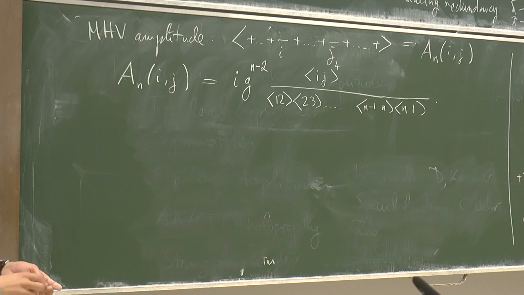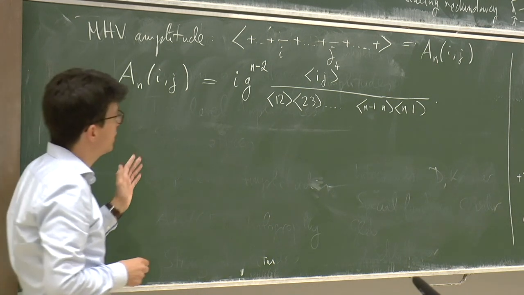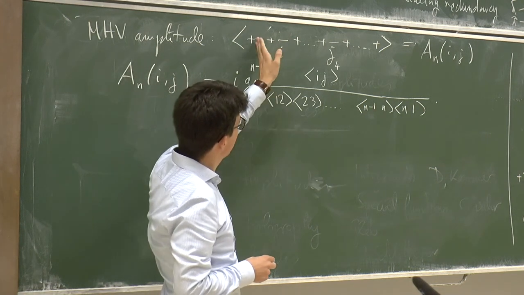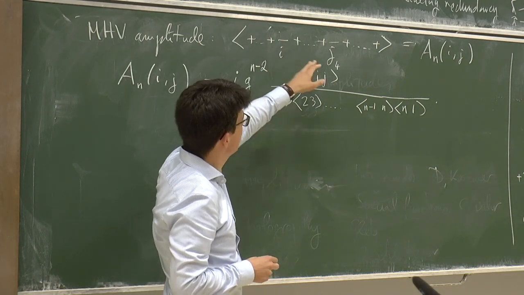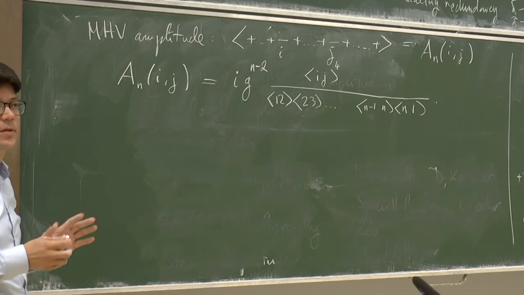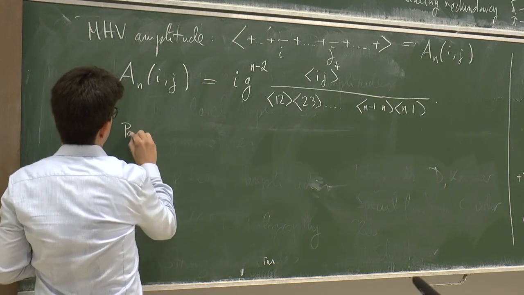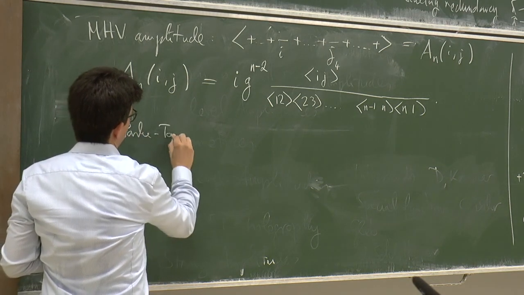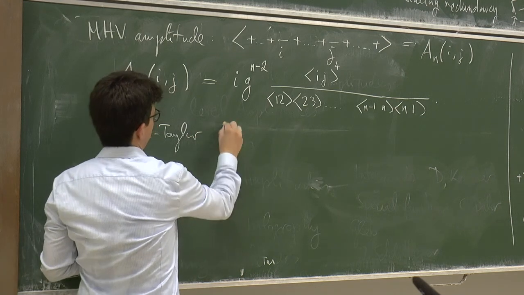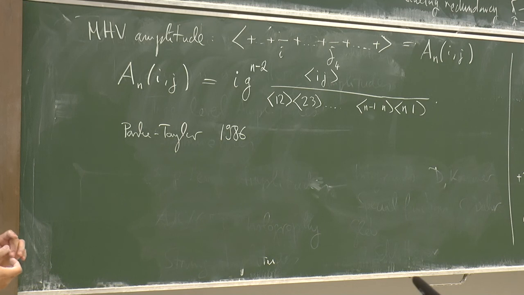So this is the tree level amplitude for scattering of n gluons with all plus helicity except for gluons i and j that have negative helicity. And it's just given by such a simple one-line formula. This is the so-called Parke-Taylor formula, which was in fact found in 1986. So a few years ago there was the 30th anniversary of this wonderful formula.